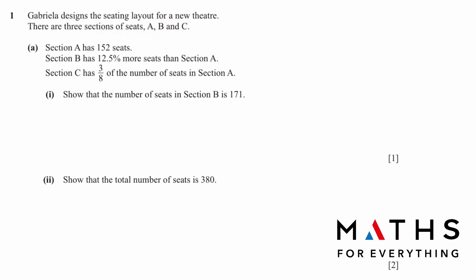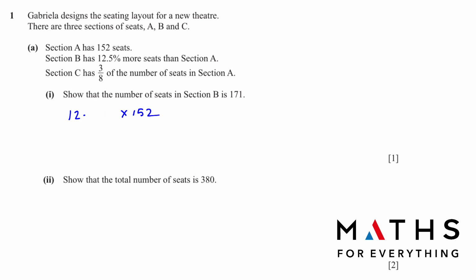We have been given section A has 152 seats, section B has 12.5% more seats than section A. Section C has 3/8 of the number of seats in Section A. Show that the number of seats in Section B is 171. B has 12.5% more than 152. So we find 12.5% of 152.